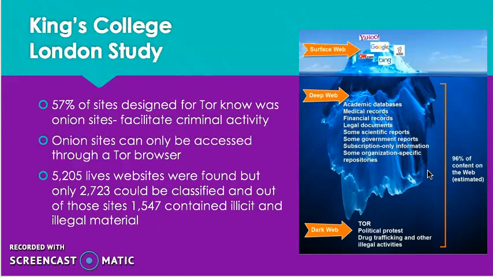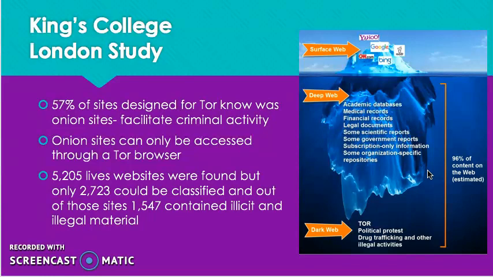So this study scraped the sites of Tor and just looked at all the onion sites, the ones that could only be accessed by the Tor browser, and found that there were 5,205 live sites, but only 2,723 could be classified. And out of those sites, 1,547 contained illicit and illegal material.